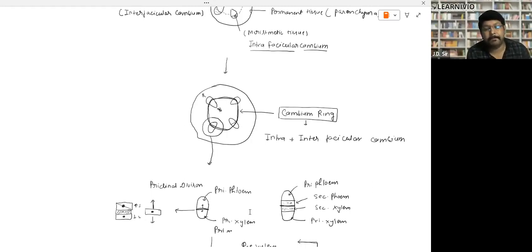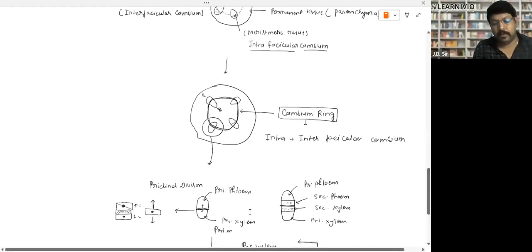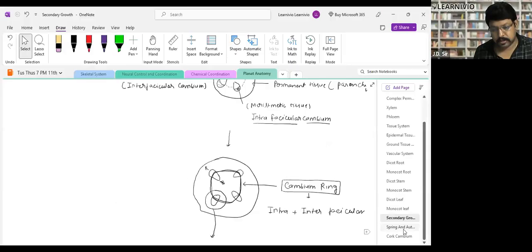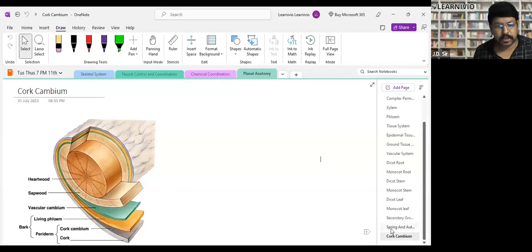Okay, clear? Is that clear? Yes, sir. So this was all about the secondary growth. One more thing I want to add here. Now, let me tell you what is the cambium.